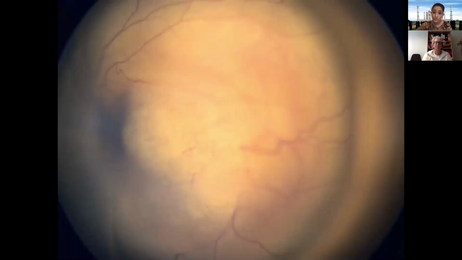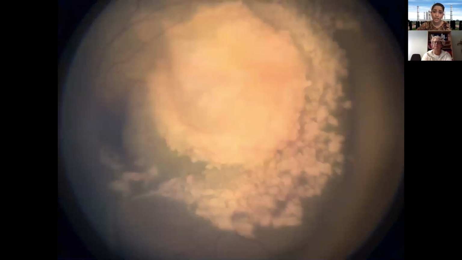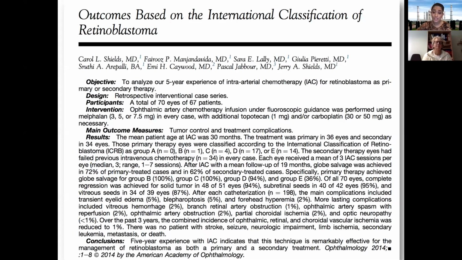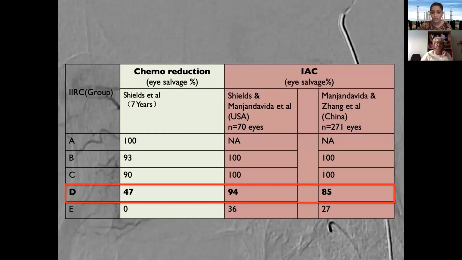So this was a 4-month-old child who presented with a large tumor, a group D tumor. And this is how it was after 4 sessions of intra-arterial chemotherapy with melphalan and topotecan. So the initial reports were published, the outcomes based on the International Classification of Retinoblastoma. It was my work with Dr. Carol Shields, who's my mentor at Wills Eye Hospital, and it was quite encouraging. So I'm going to take you to the data over here.